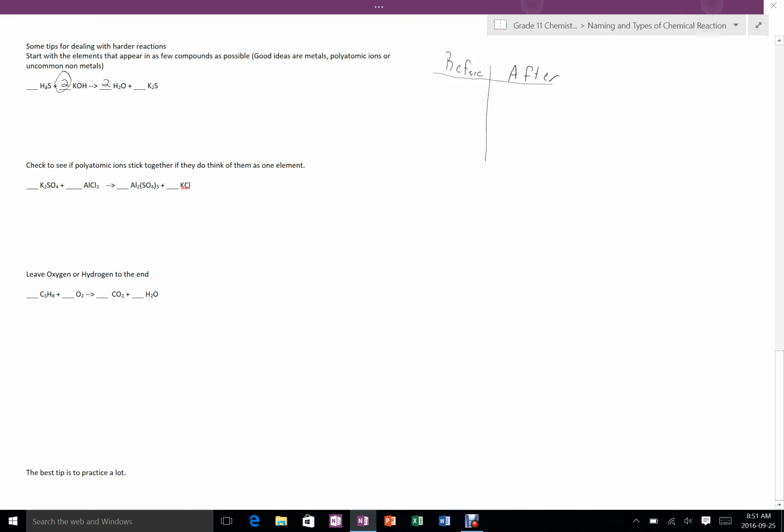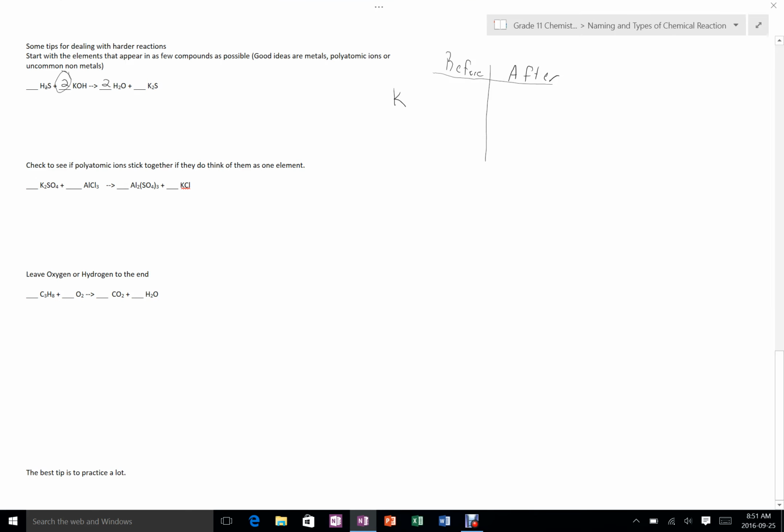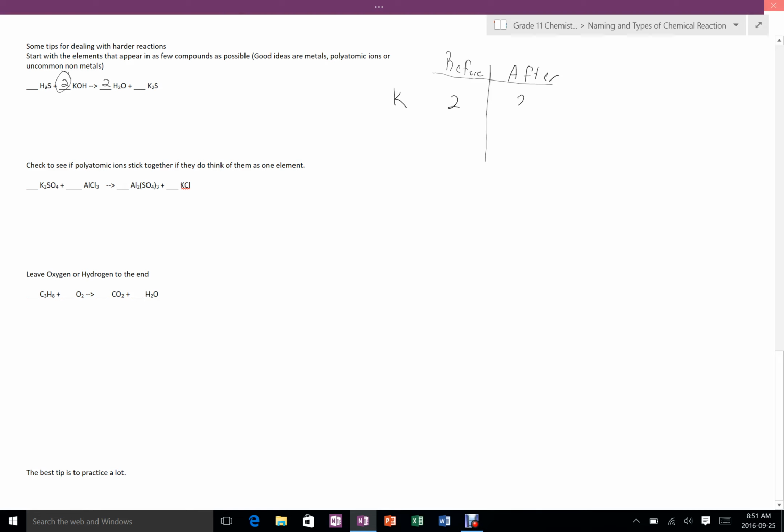So I started with potassium. I have 2 of them, 2 of these KOH molecules on this side. I have 2 potassiums on this side, so that's 2 to 2. Then I looked at sulfur. I have 1 and 1, so he's happy.